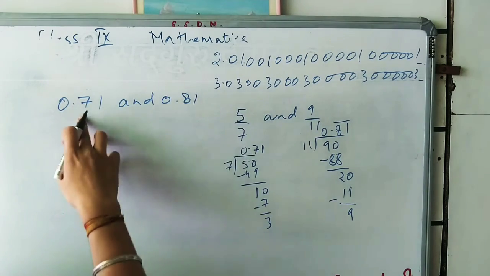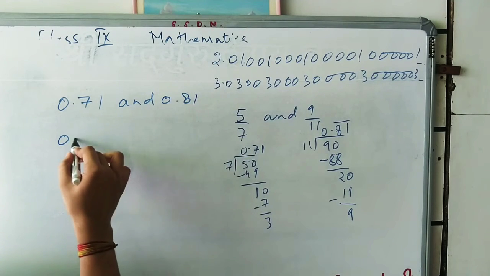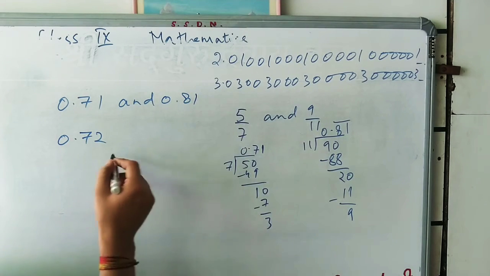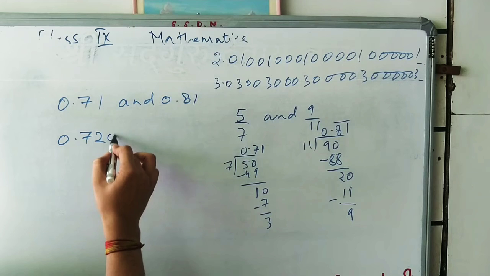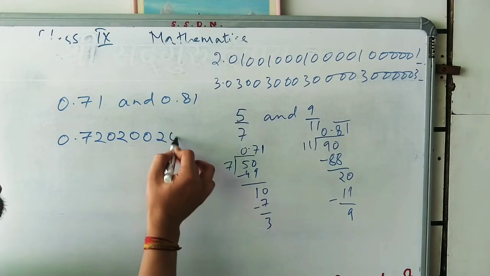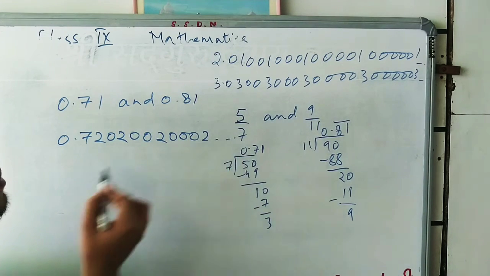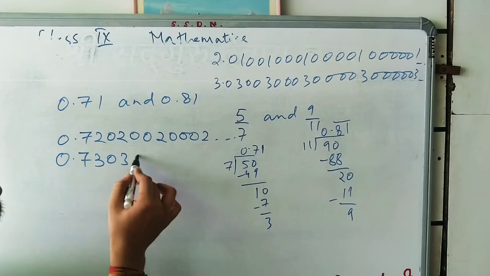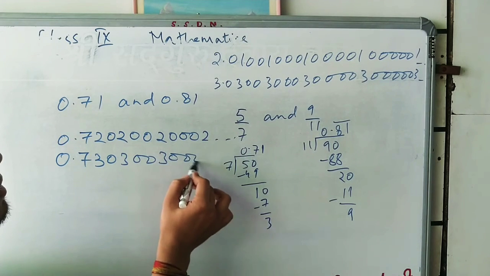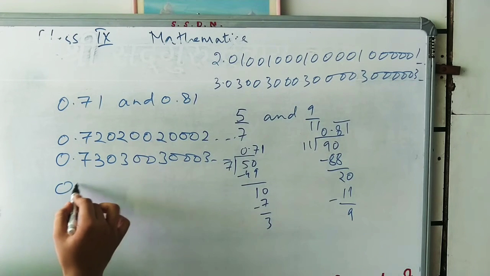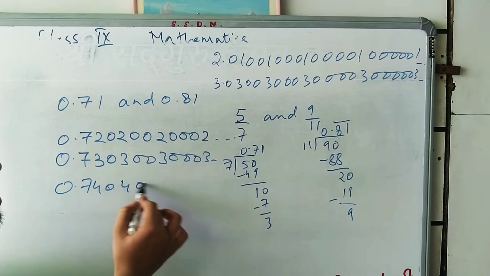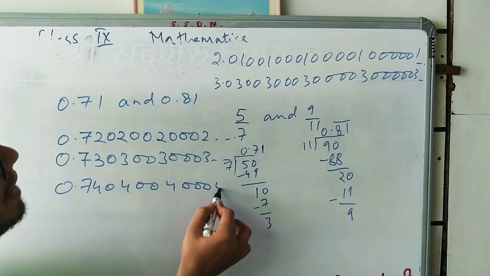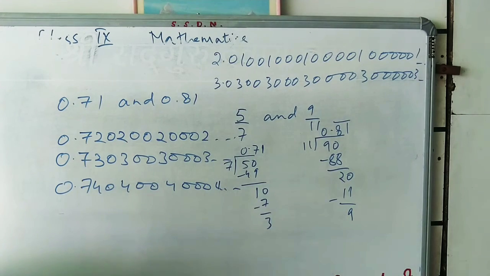Between 0.71 and 0.81 we get 0.72. Now we have to write irrational numbers, so 0.72 0.720020002 and so on. Similarly, 0.73 and so on. So we have plenty of numbers. You have to write any 3 of them.